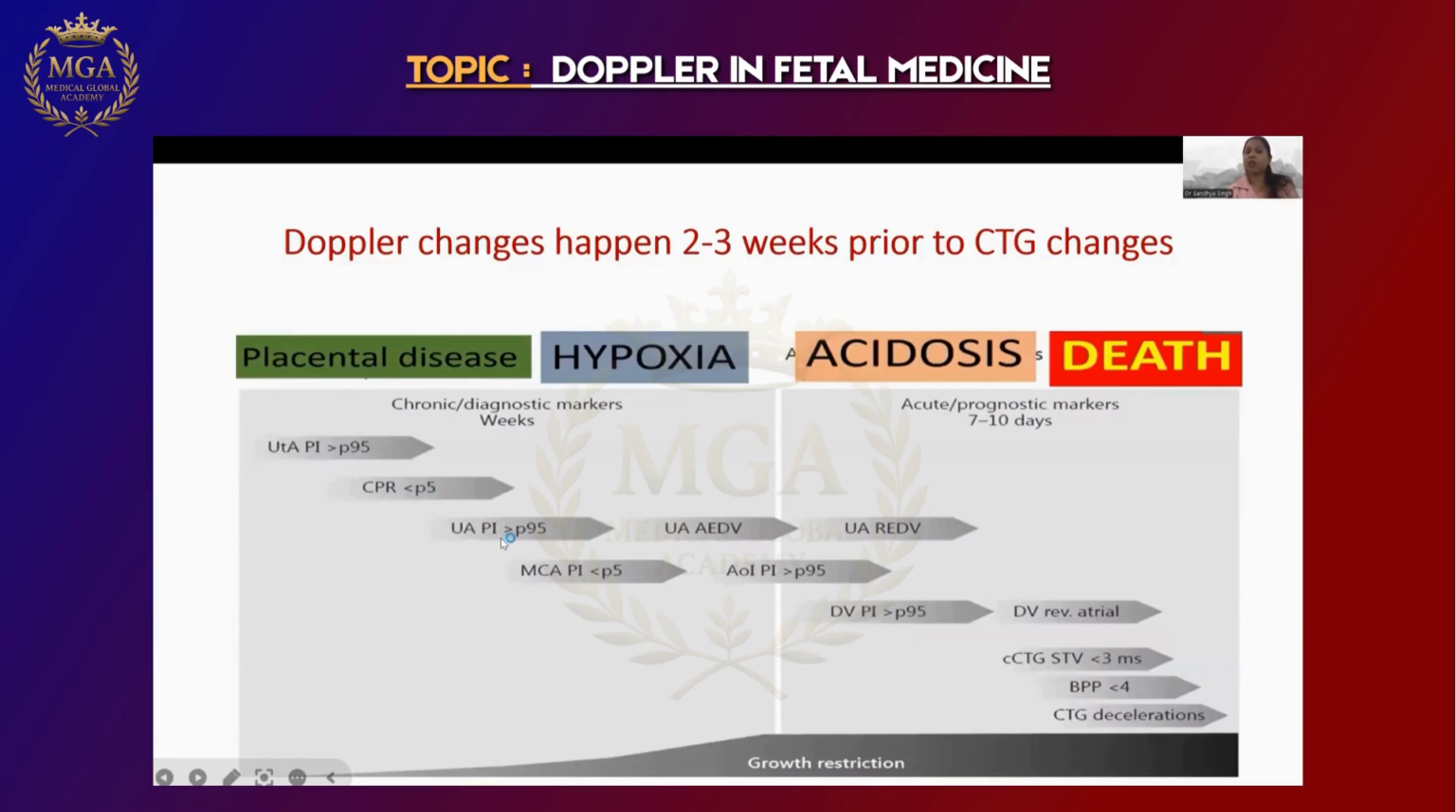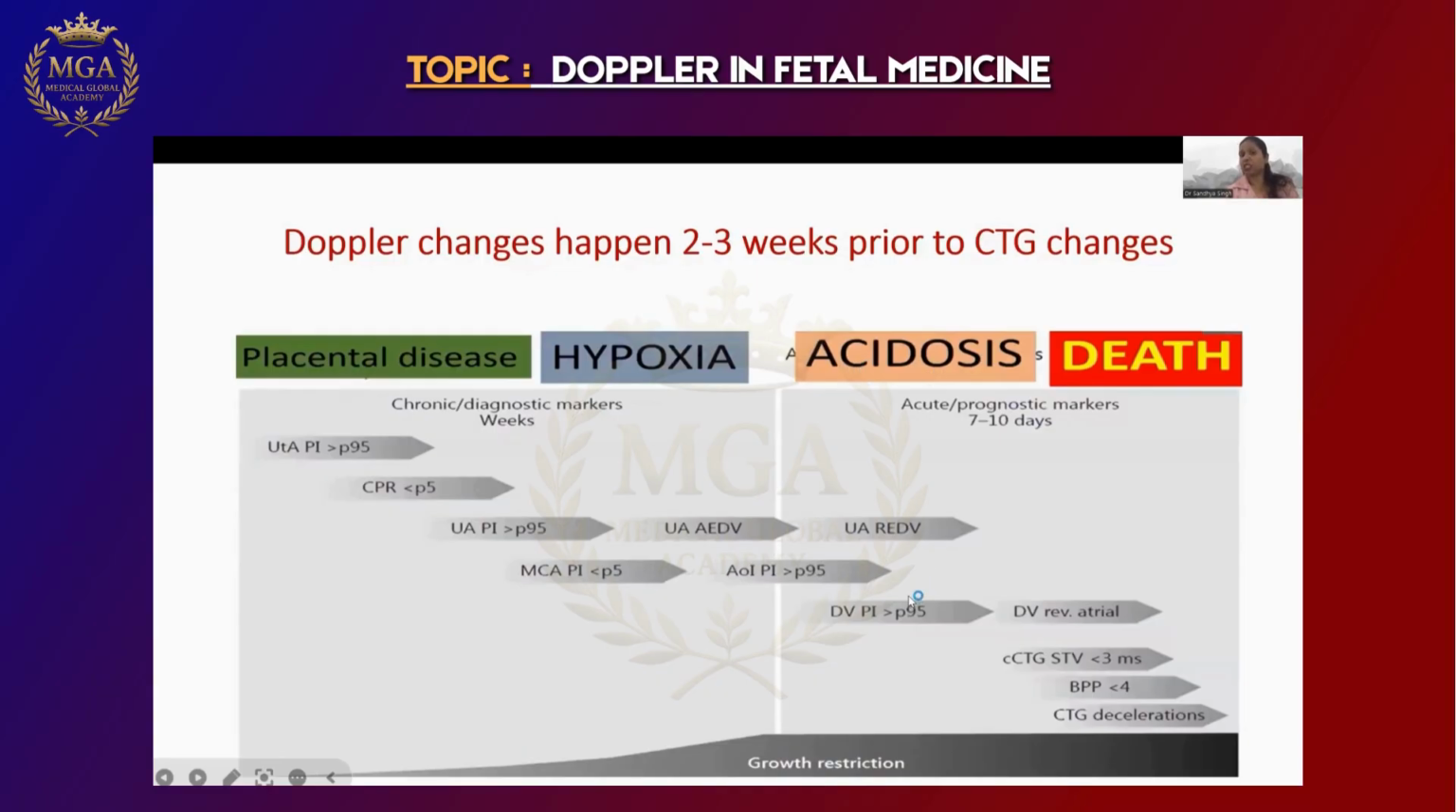Then after CPR, you will see abnormality in umbilical. Then you will see it in MCA. By the time you start seeing it in MCA, the hypoxia has started. Now, if it goes on worsening from here, the umbilical artery from increased pulsatility will go to absent and reversal. By the time it goes from absent to reversal, the acidosis sets in.